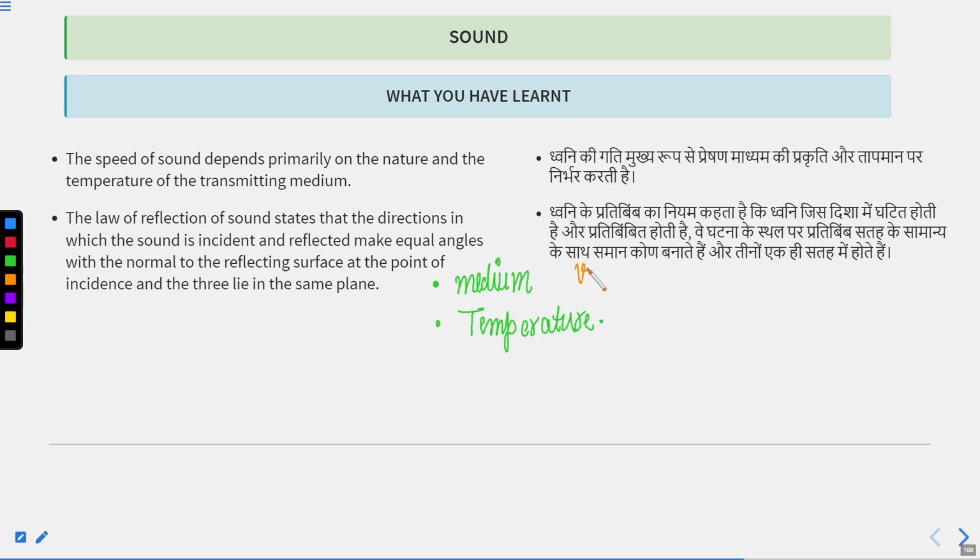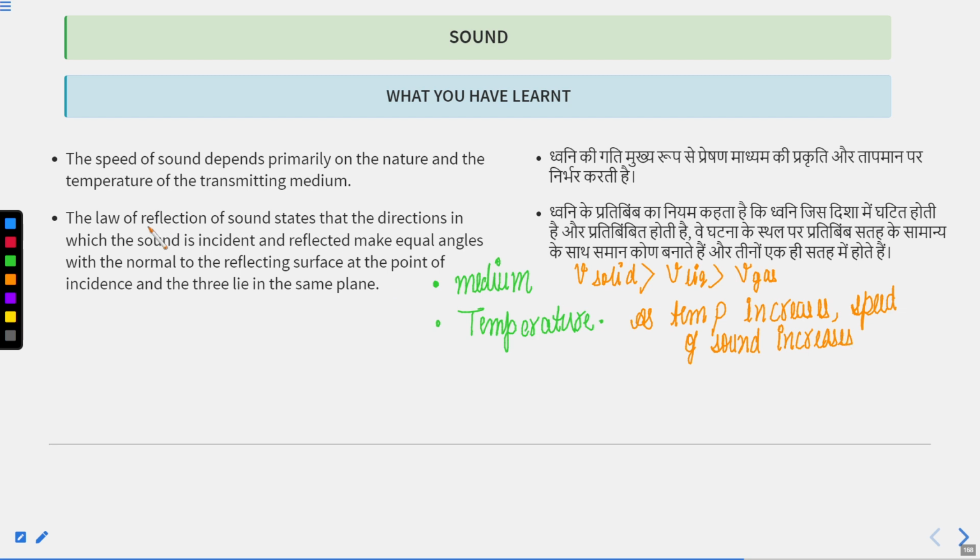So speed in solid is greater than speed in liquid, which is greater than speed in gas, and sound does not propagate in vacuum because vacuum has no molecules, no particles. And what about temperature? As temperature increases, speed of sound increases. Clear, class?